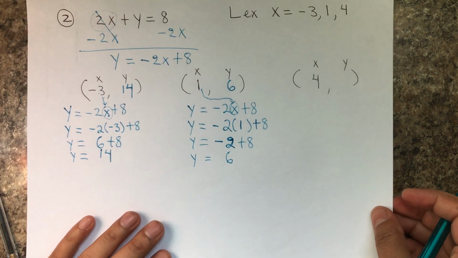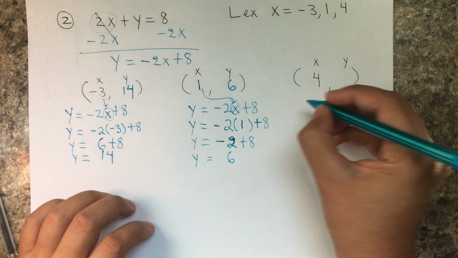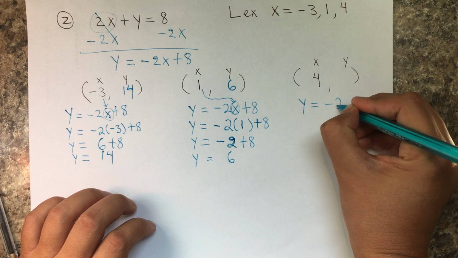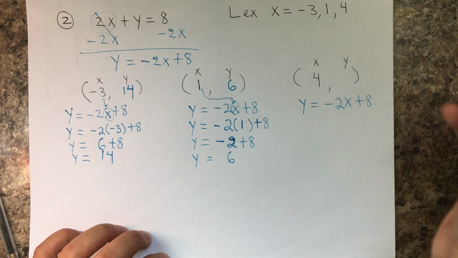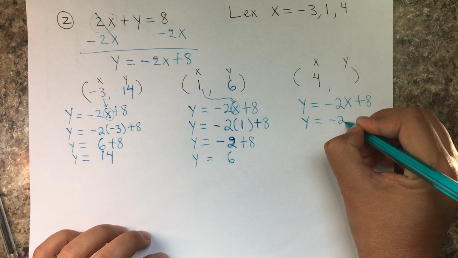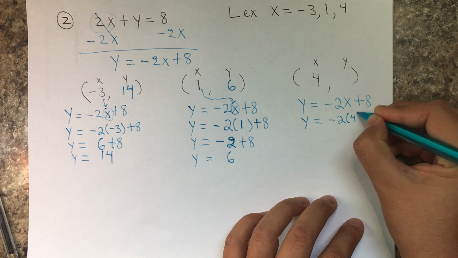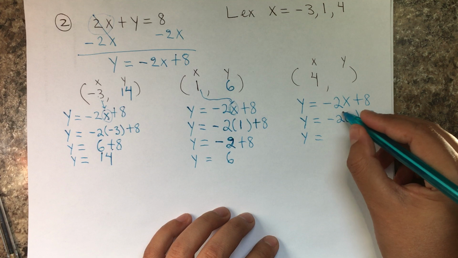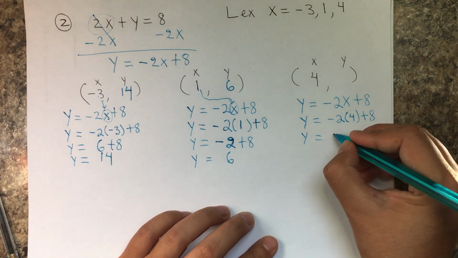For the last one, we have x equals 4, so vamos a reemplazar x con 4. So y equals negative 2x plus 8. I was going to substitute already, sorry. So y equals negative 2, we substitute for, instead of the x, plus 8. And so y equals, now we multiply, ahora multiplicamos y después bajamos el 8.